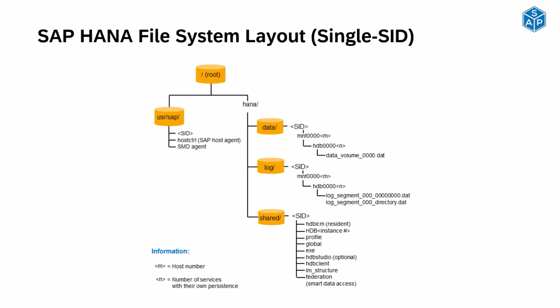Now under the HANA directory, under each of these directories, you have a directory by the name of SID. In data also you have a directory by the name of SID, under log also, and under shared also. Under the data SID directory you have a directory starting with MNT, under this a directory starting with HDB, and under that the directory for your data volume.